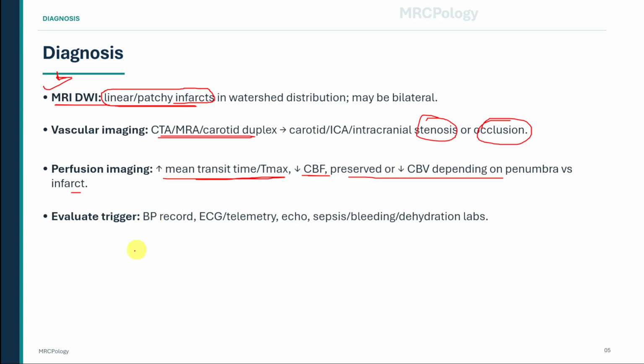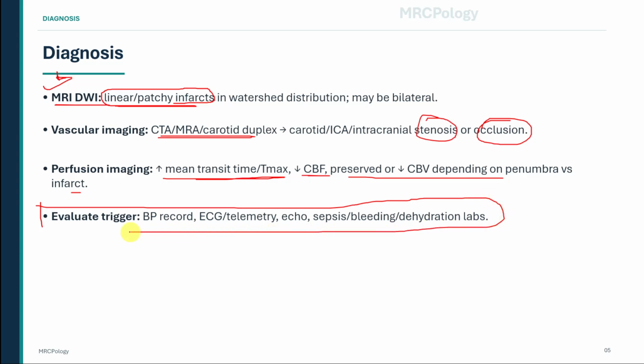The investigation is not complete unless you look for the trigger. Review the blood pressure record. Check ECG and telemetry for arrhythmia. Consider echocardiography after myocardial infarction or suspected cardiac source. Look for sepsis, bleeding, dehydration, or any cause of systemic hypotension. The diagnosis is a combination of event, vessel, and imaging pattern.